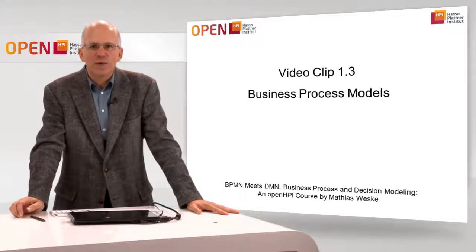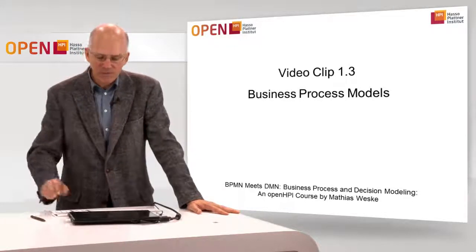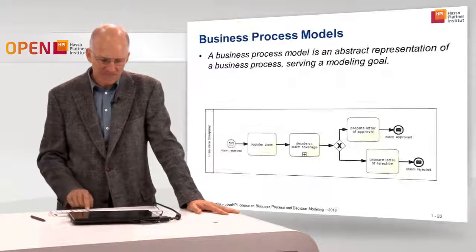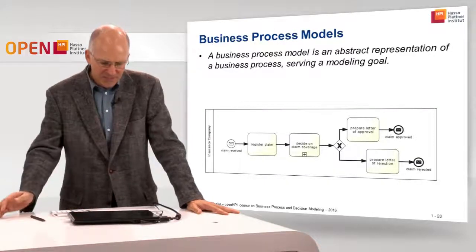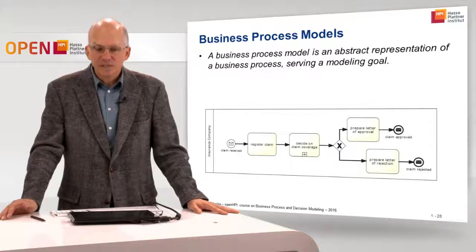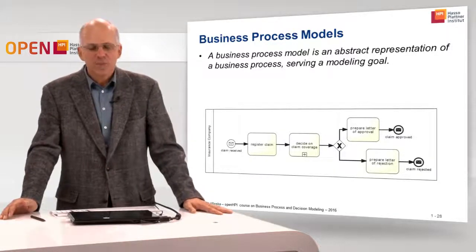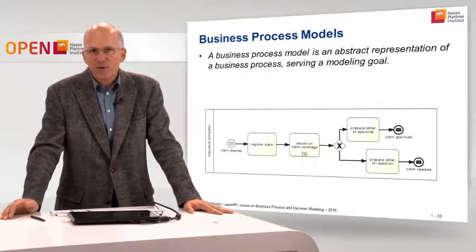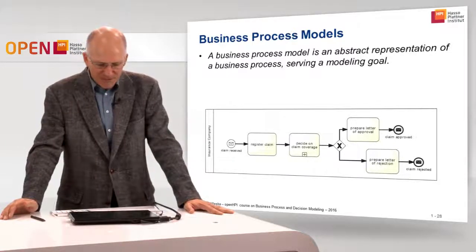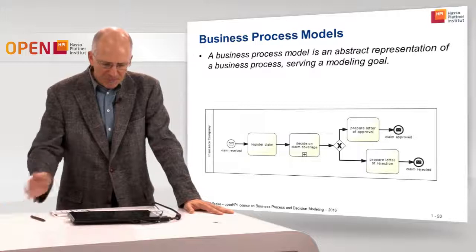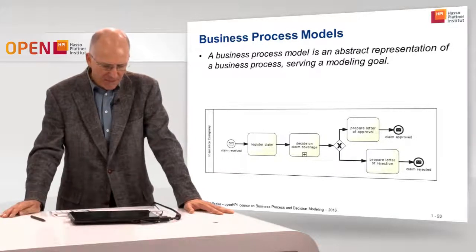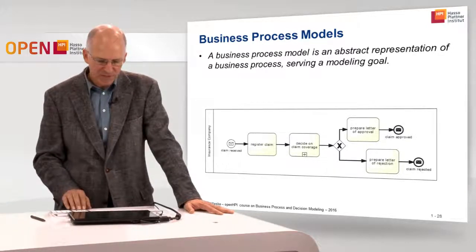Welcome to video clip 1.3, in which we discuss business process models. So a business process model is an abstract representation of a business process serving a modeling goal. And we have seen a number of business process models already. And this is again the business process model of the insurance claim process.